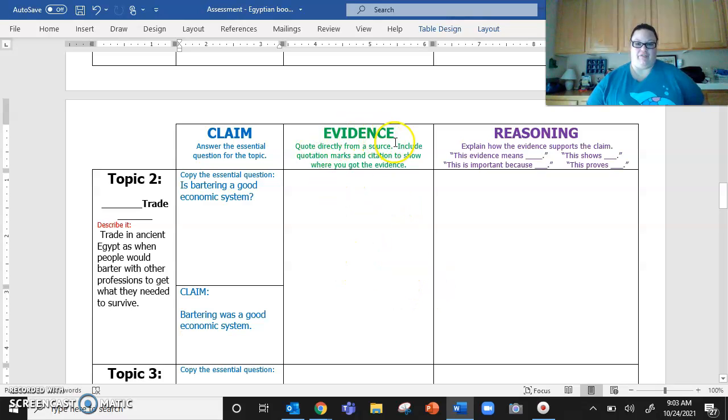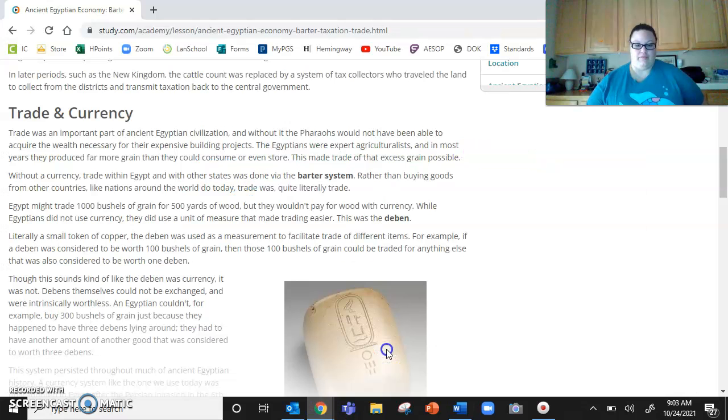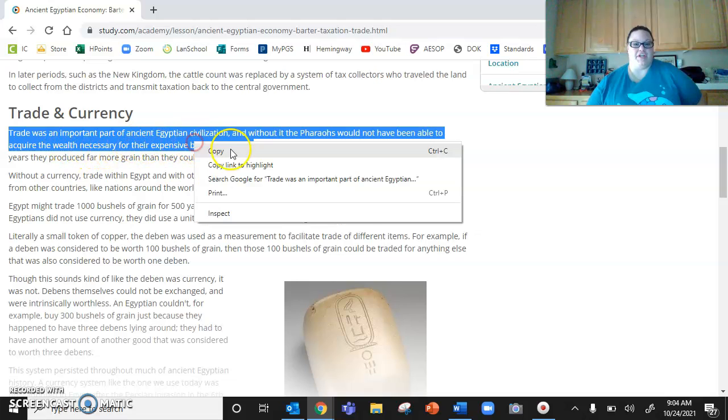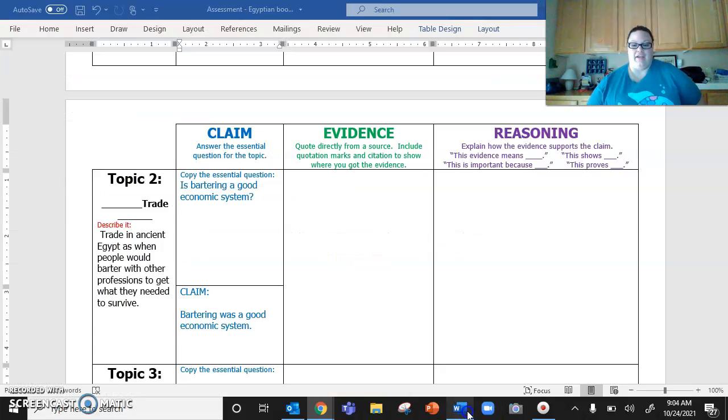Remember, we are quoting directly from the source, include quotation marks and your citation. So if I'm going back to the text, although this was the part that was highlighted on Google, I actually think the first full sentence is the most important. Trade was an important part of ancient Egyptian civilization, and without it, the pharaohs would not have been able to acquire the wealth necessary for the expensive building projects. So that is what I'm going to put as my evidence.